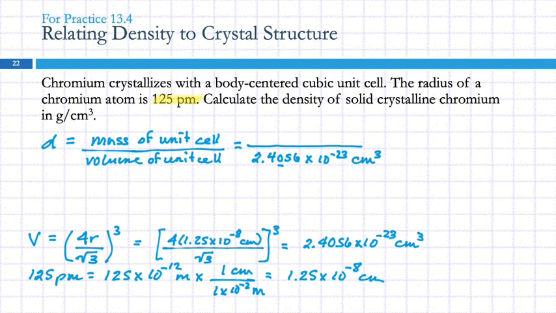How do we find the mass of the unit cell? We're going to use the molar mass to calculate that. So how many atoms are in one unit cell? This is the body centered. So the corners make up one atom, and the atom in the center makes a second atom. So there's 2 atoms total in this unit cell. 2 atoms per unit cell.